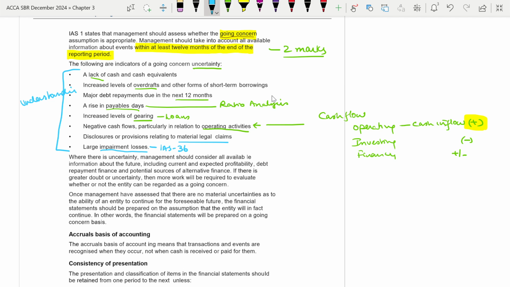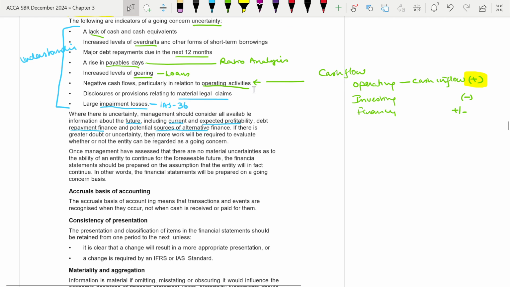Where there is uncertainty, the management should consider all available information about the future, including current and expected profitability, debt repayment, and the potential sources of alternative finance. As a manager, you have to oversee all these activities. Once management asserts there are no material uncertainties in the foreseeable future, the financial statements should be prepared on the assumption that the entity will continue. In other words, on a going concern basis.